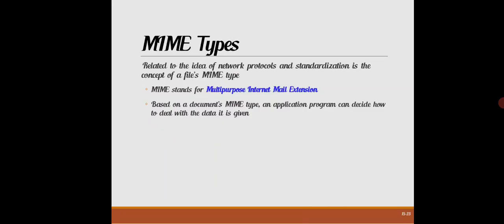MIME types. Related to the idea of network protocols and standardization is the concept of a file's MIME type. MIME stands for Multipurpose Internet Mail Extensions. Based on a document's MIME type, an application program can decide how to deal with the data it is given.